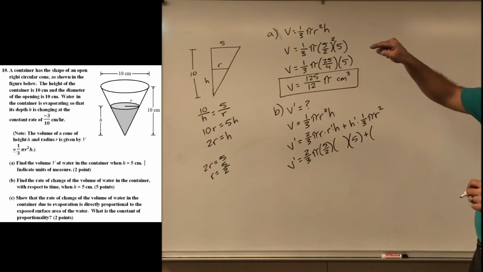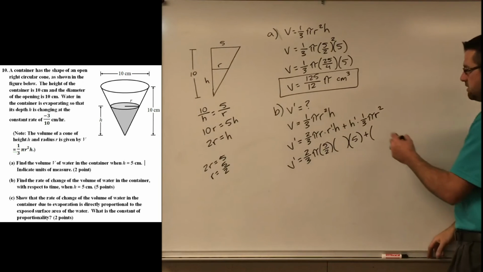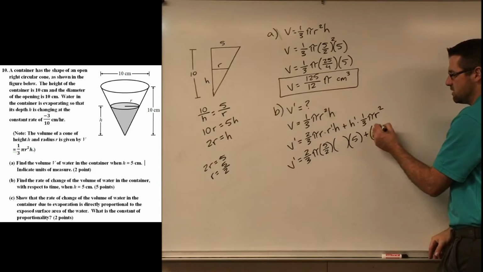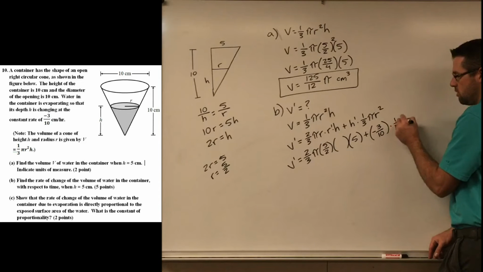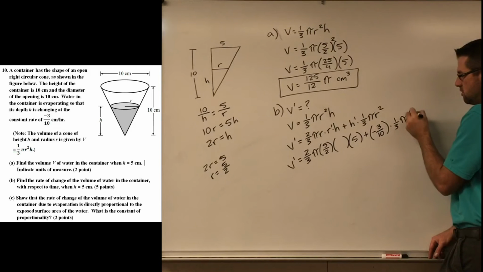Yeah. In the problem it said water is evaporating, so that H is changing. So that means H prime is -3/10. And it's negative because the amount of water is decreasing. So it'll be plus -3/10 times 1/3 pi times 5 over 2 squared.